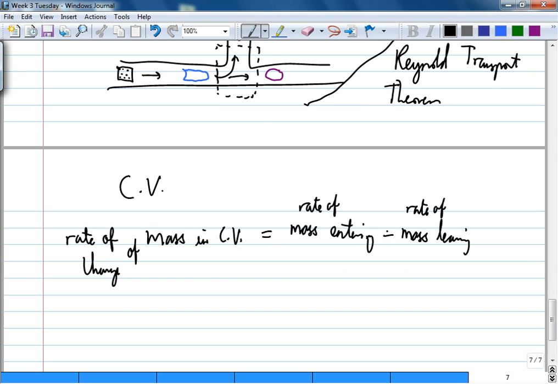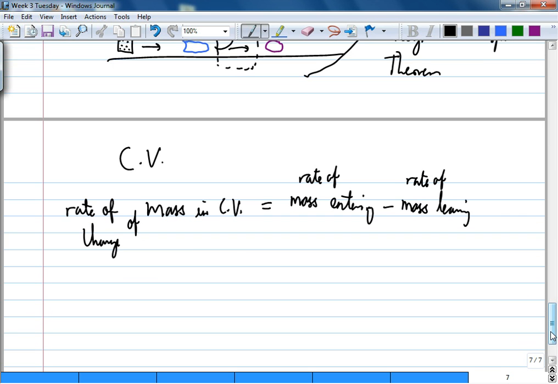Normally they like to put it all on one side, but the physical explanation is a bit easier this way. So if the rate of change of mass in the control volume is positive, it means your mass has increased. Rate of mass entering minus rate of mass leaving.